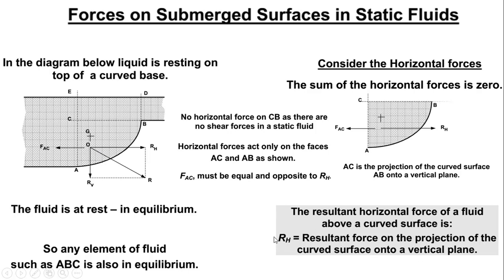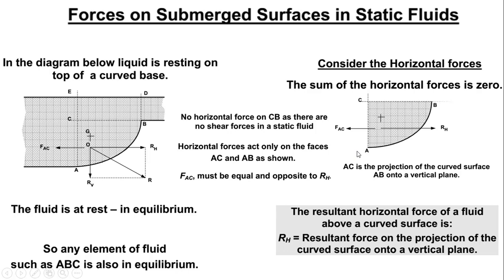So for the horizontal force, RH is equal to the resulting force on the projection of the curved surface onto a vertical plane. That's what we are going to work with. So what we are going to do is isolate this part. Instead of looking at this whole pipe, we are going just to isolate the curved part and come up with a diagram like this. So this force, RH, will be equal to the same force as F at AC.